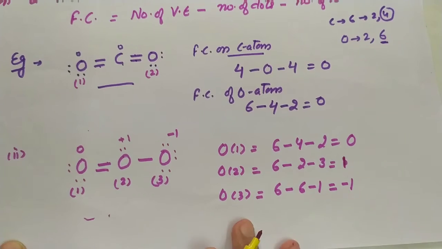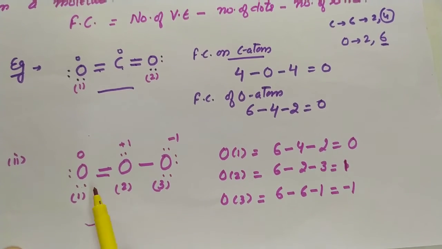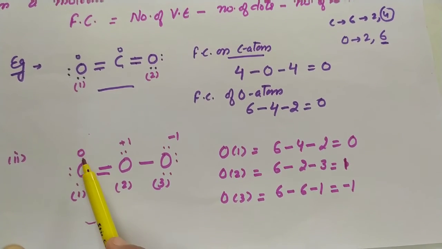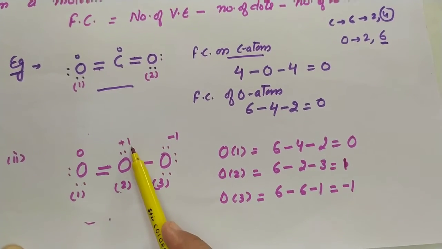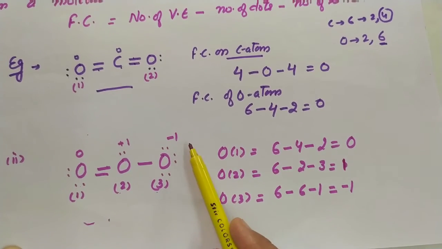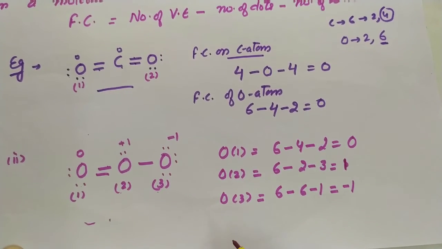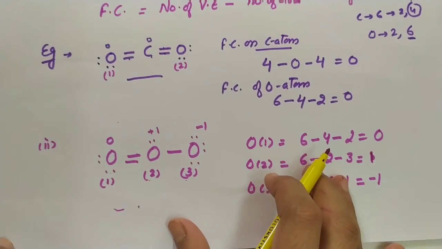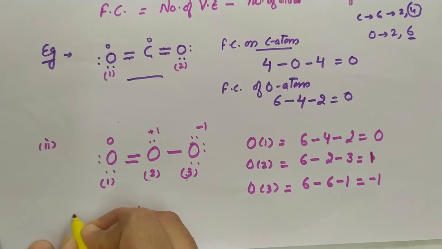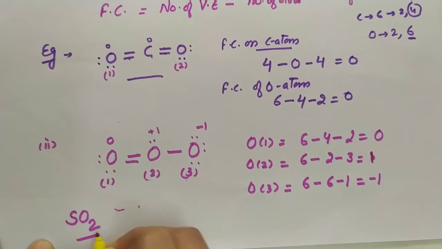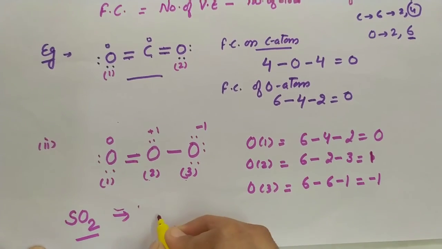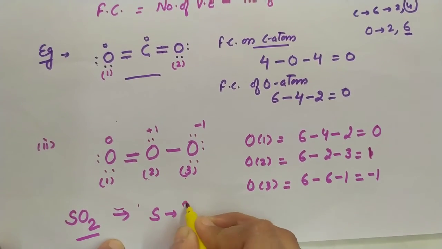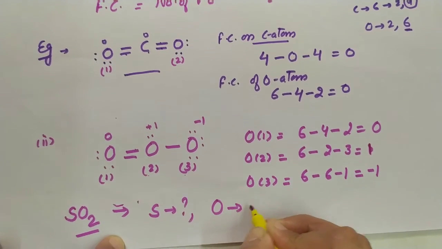So these are the formal charges in case of ozone. In oxygen 1, formal charge is 0, in oxygen 2 formal charge is plus 1, and in oxygen 3 formal charge is minus 1. So by using this trick, you have to find the formal charge on SO2. What is the formal charge on sulfur and what is the formal charge on oxygen?